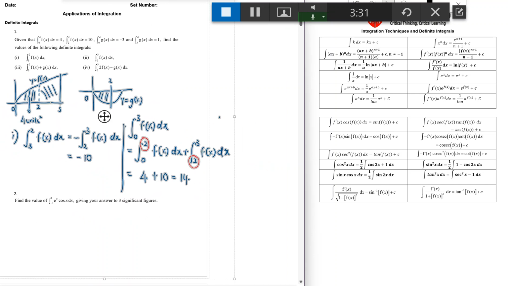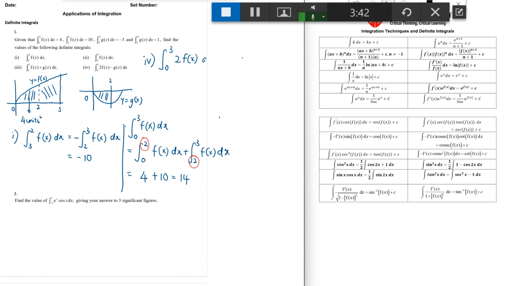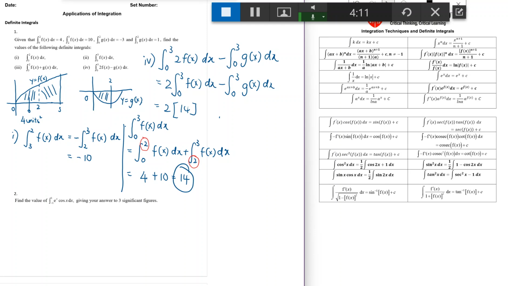And maybe I talk about part 4. Part 4 is asking for the integral from 0 to 3 of 2f(x) minus g(x). Now in integration, we can always split the integral like that, as long as it's a plus or minus. For times and divide, you can't split. So you can split it up into these 2 expressions. Next, the 2 can be put on the outside of the integral. You can put constants outside of the integral, minus the integral from 0 to 3 of g(x) dx. And that will be 2, and then I think we got 14 over here for 0 to 3.